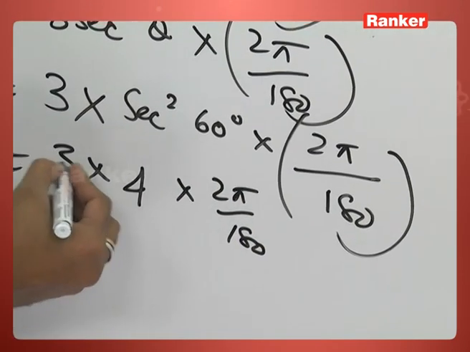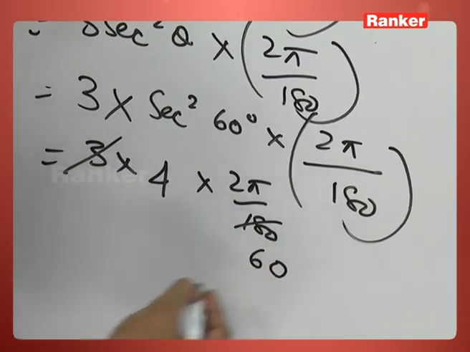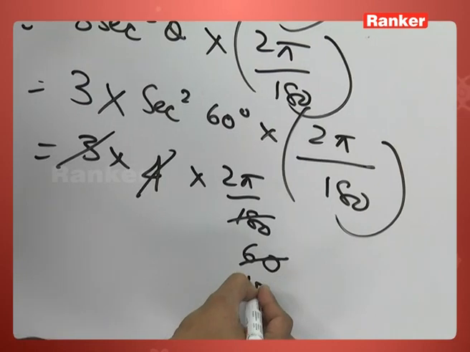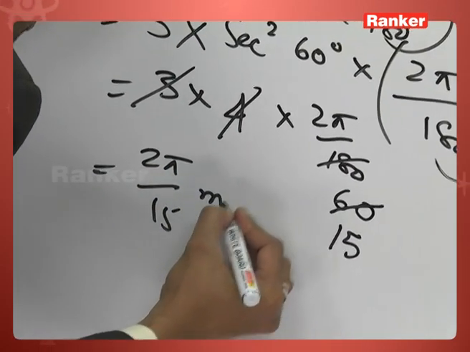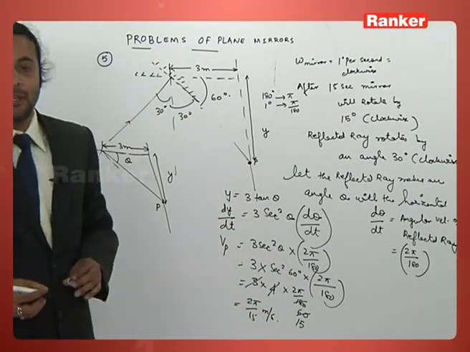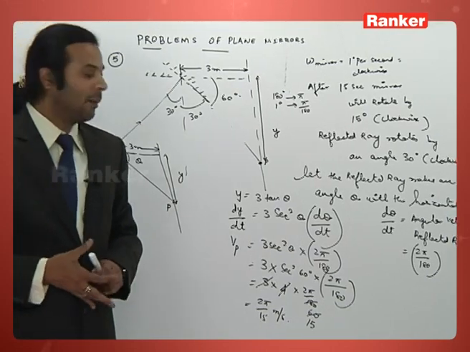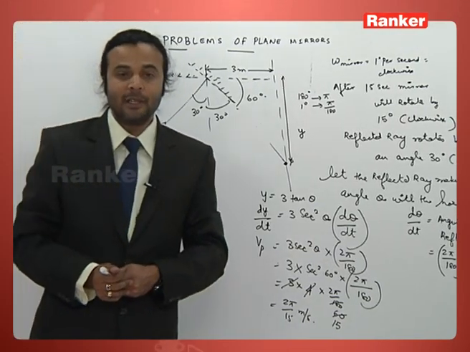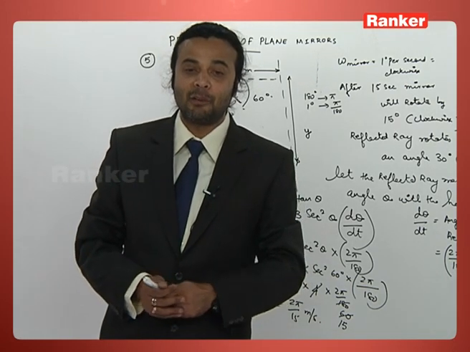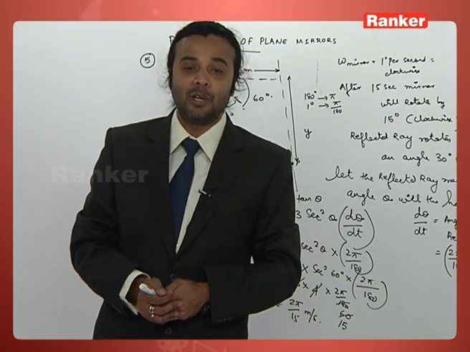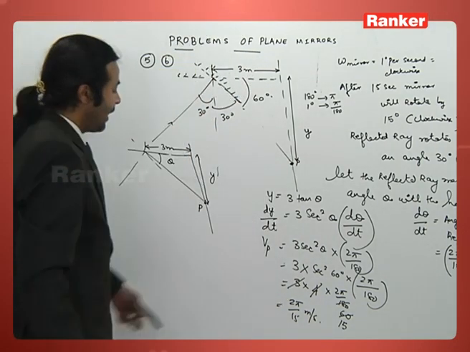So here we can cancel it, like 3, 60, 4, 15. So this becomes 2 pi by 15. So the options are given as option A pi by 30 meter per second, option B 2 pi by 15 meter per second, option C 3 pi by 20 meter per second, option D 4 pi by 25 meter per second. So here the option will be B, that is nothing but we got it, 2 pi by 15 meter per second.